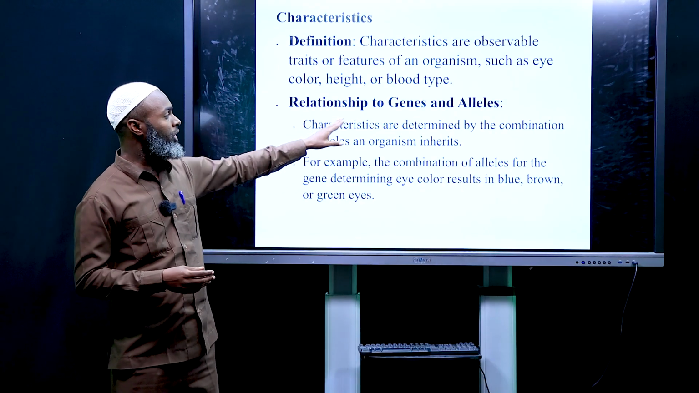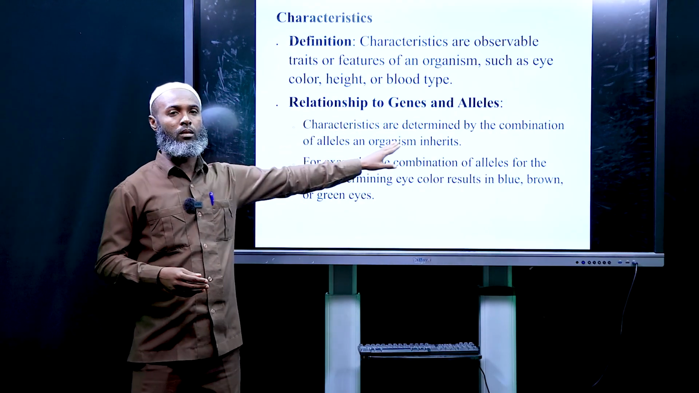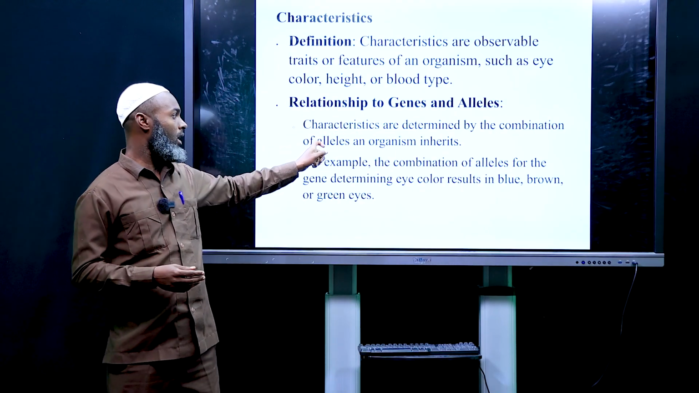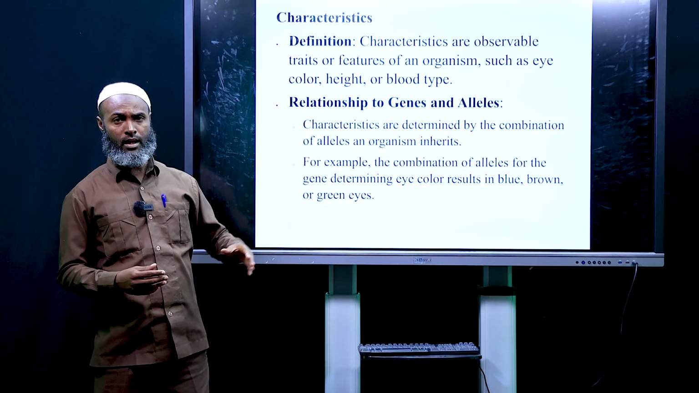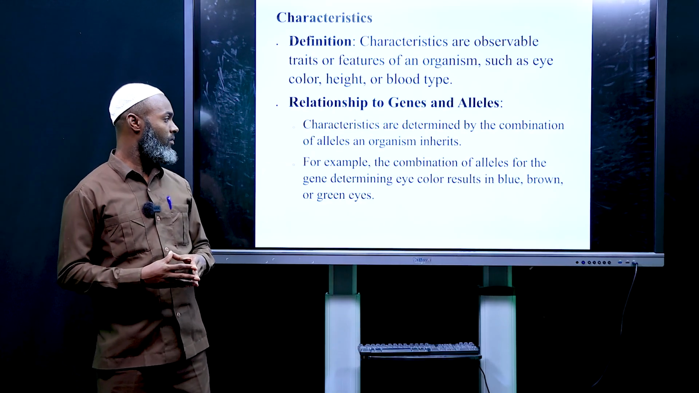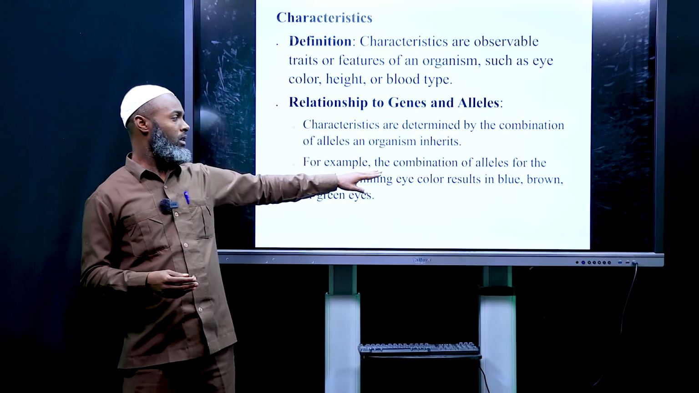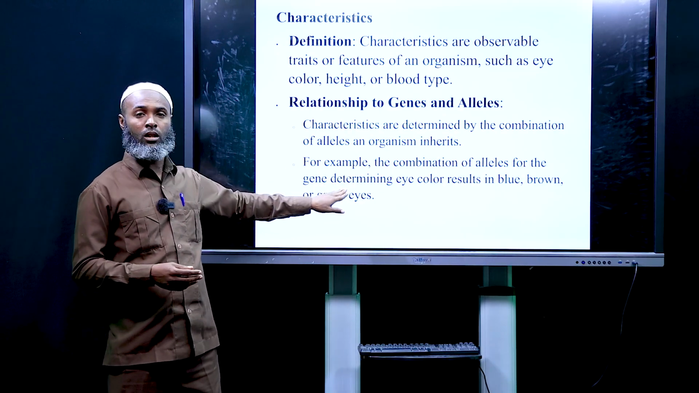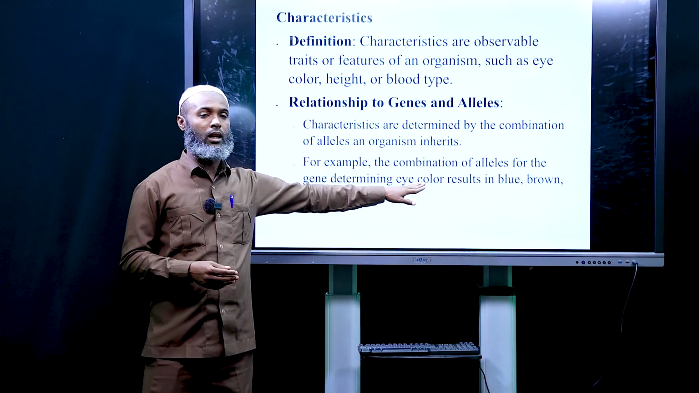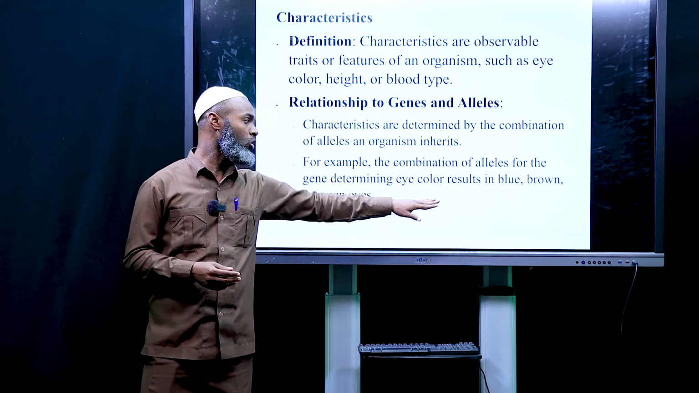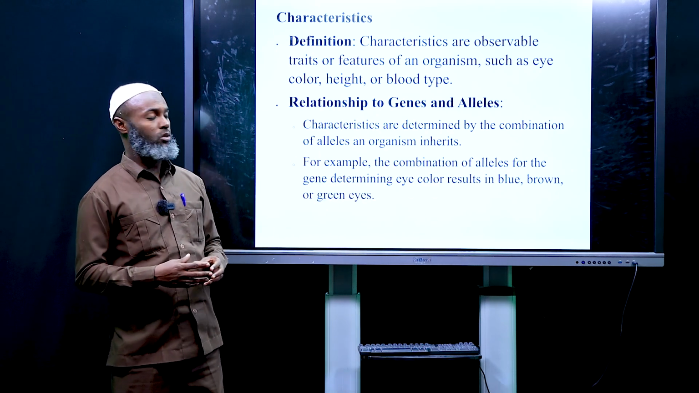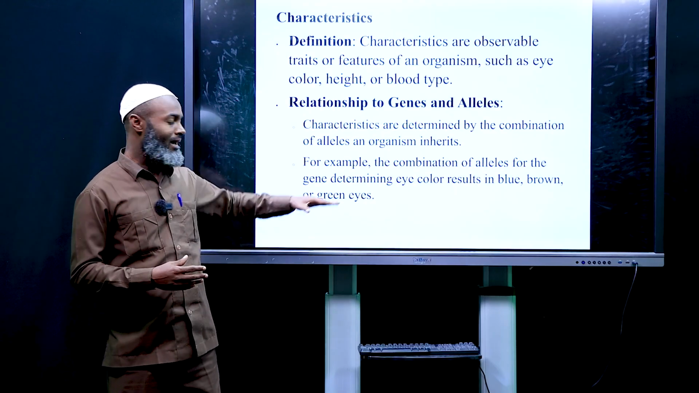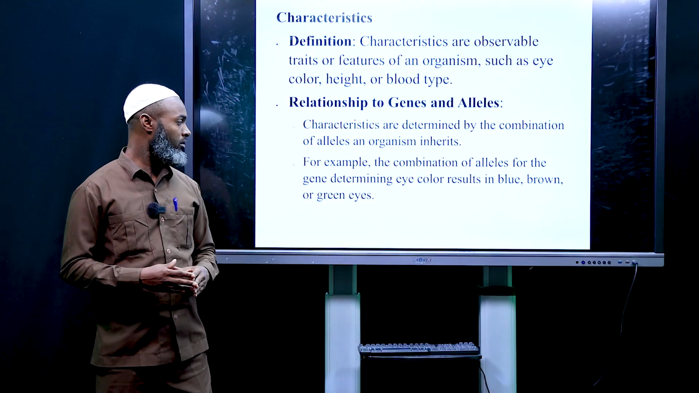In relation to genes and alleles, characteristics are determined by the combination of alleles of an organism. So alleles determine characteristics. For example, the combination of alleles for the gene determining eye color, blue, brown, and green, comes from the alleles. So the alleles determine characteristics such as eye color.